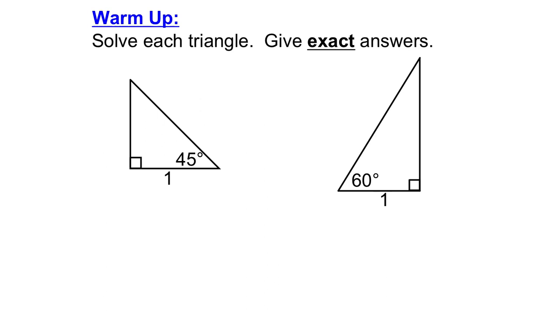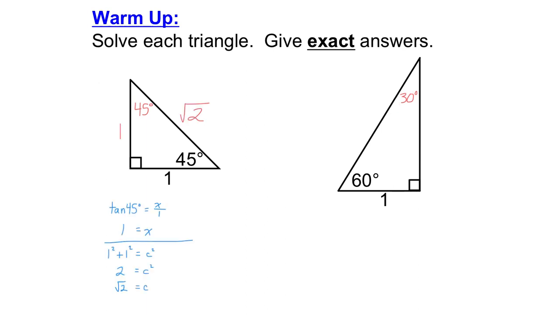So pause the video and see if you can find exact answers for the missing side lengths and the missing angles. Start with the angles. You know that all three interior angles of a triangle add up to 180. So if you subtract 90 and 45 from 180, you get a 45-degree angle. If you subtract 60 and 90 from 180, you get a 30-degree angle.